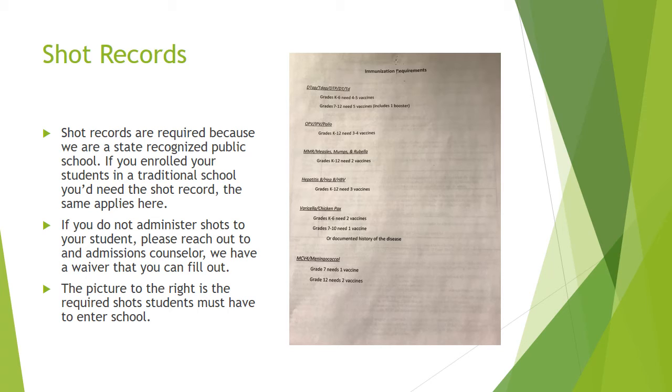The picture to the right that you're looking at is a list of the shot requirements for students in various grades. So as you can see, there are some shots that are required, and we do look over the shot records to ensure that they are meeting all of these shot standards. So you may receive an email from us letting you know if your student is missing any shots. And if you have any questions about the shot records, you can always reach out to one of the admissions counselors.